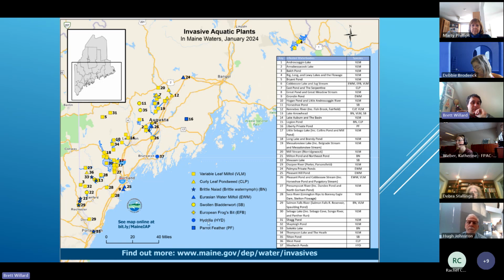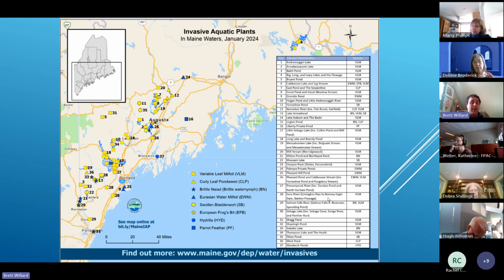This is last year's aquatic invasive species map for the state of Maine. There's about 40 infestations across the state right now. But this map is a bit outdated. The DEP has not released their map for this year, but there were a number of new infestations found last year. Out of over 6,000 lakes and ponds, however, between 40 and 50 infestations is less than 1%.